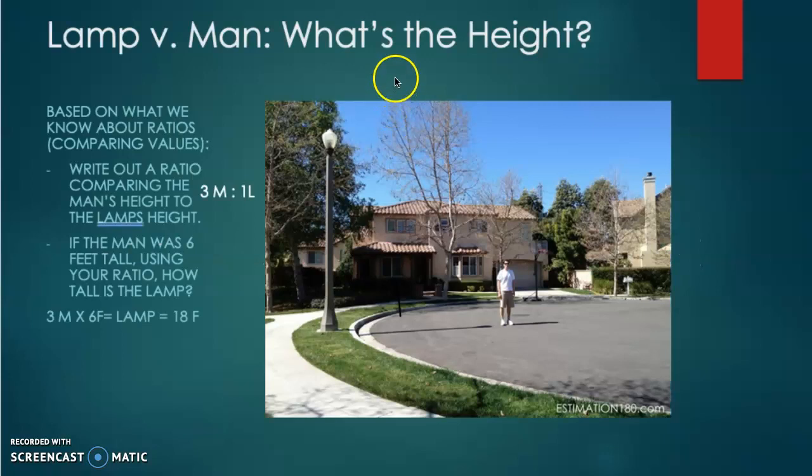Before we do that though, this is a little review that I want you to do. After I explain this, pause this video, attempt it, and then we'll go over it. What you have here is an image of a man in a white shirt and a lamp. I want you to determine what you think the height of the lamp is. So what is going to be the ratio? Pretend you didn't see that, that's from the last time. Based on what you know about ratios, comparing values, I want you to write a ratio comparing the man's height to the lamp height. Pause the video and just write a ratio.